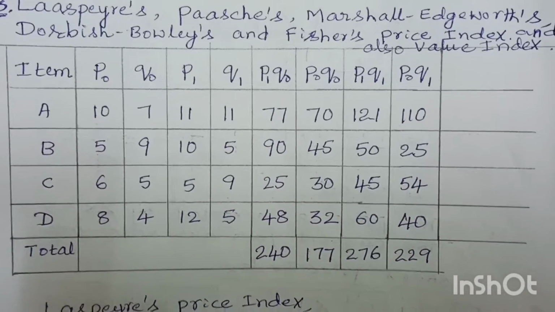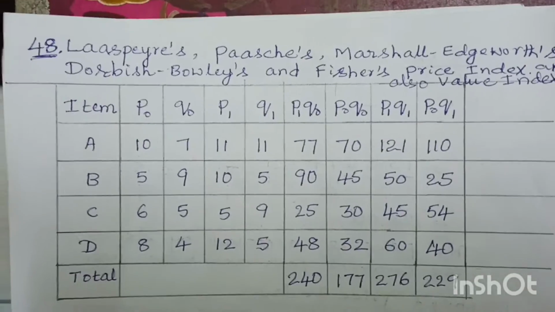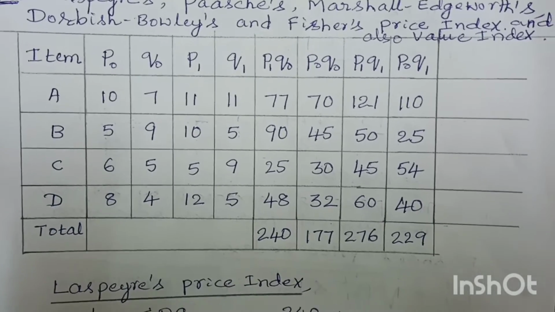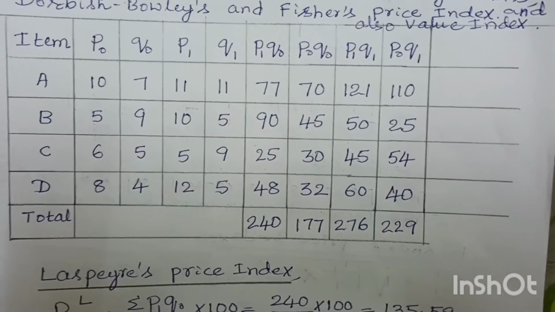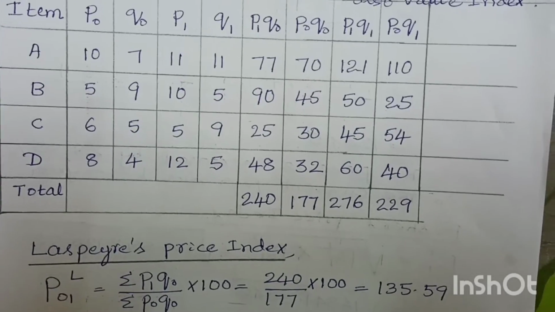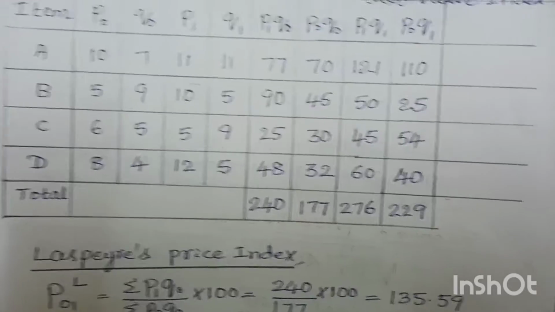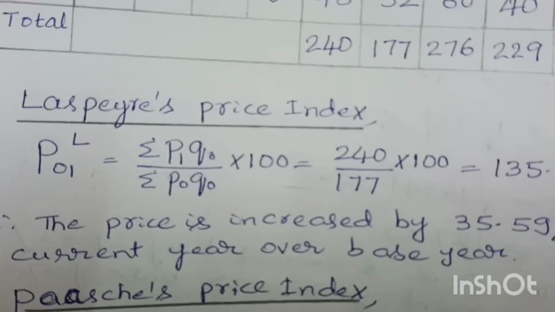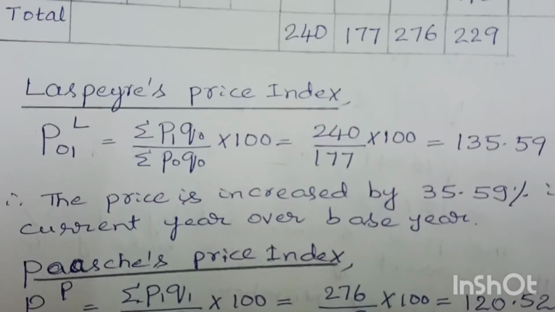So here in this particular question, in the question paper, they have asked only 3 index numbers, but I am showing here how to calculate all the price index numbers and 1 quantity index number. Let us proceed. First, let us calculate Laspeyre's price index number.